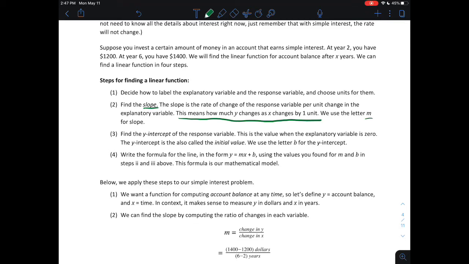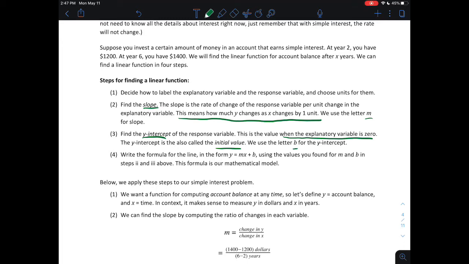Number 3, find the y-intercept of the response variable. This is the value when the explanatory variable is 0. The y-intercept is also called the initial value. We use the letter b for the y-intercept. So, a couple of phrases: y-intercept is the same thing as the initial value. This happens when the explanatory variable is equal to 0, and we use the letter b to stand for the y-intercept. Number 4, write the formula for the line in the form y = mx + b, using the values you found for m and b in steps 2 and 3 above.